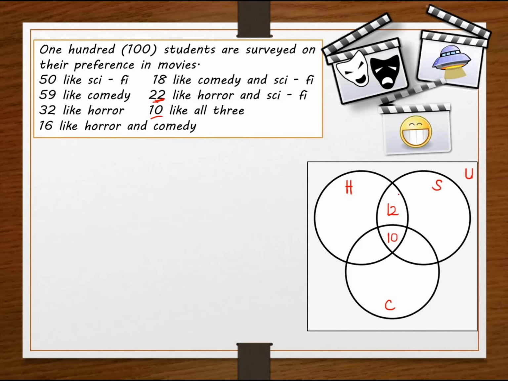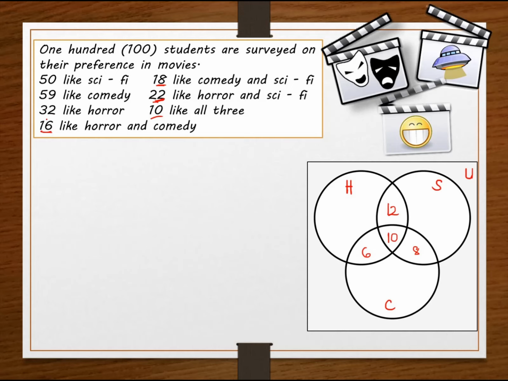As you see, the total of this will be 22. Now, we have comedy and sci-fi, which is located on this region. There are a total of 18 who like comedy and sci-fi. Since there's already 10, by subtraction, we have 18 minus 10, that gives you 8. Next, 16 like horror and comedy. Out of 16, there are already 10, so 16 minus 10 gives you 6.